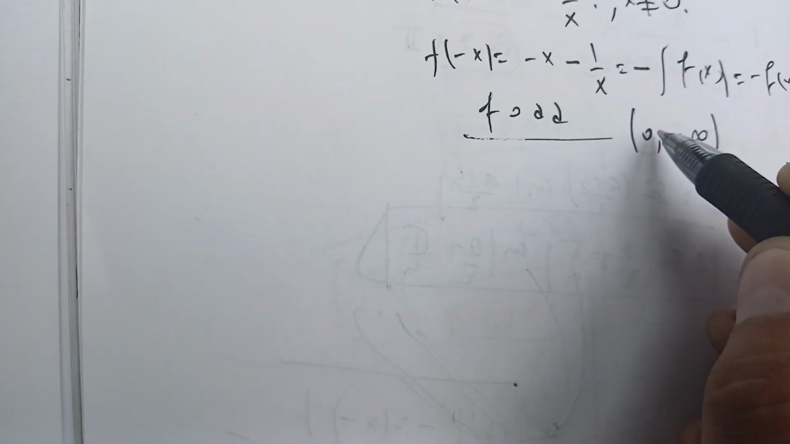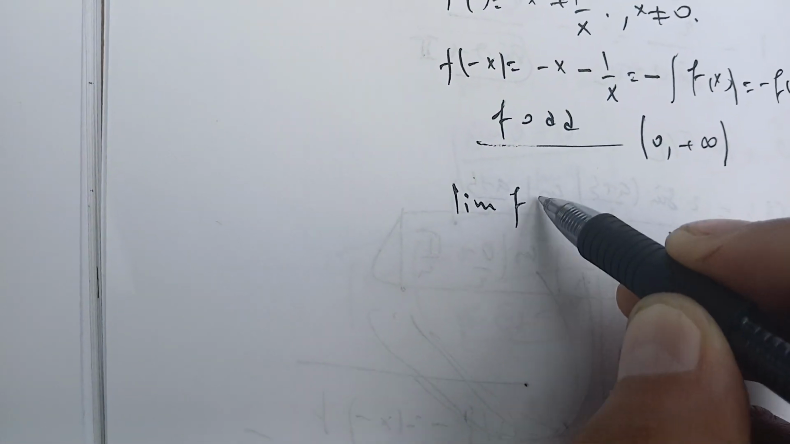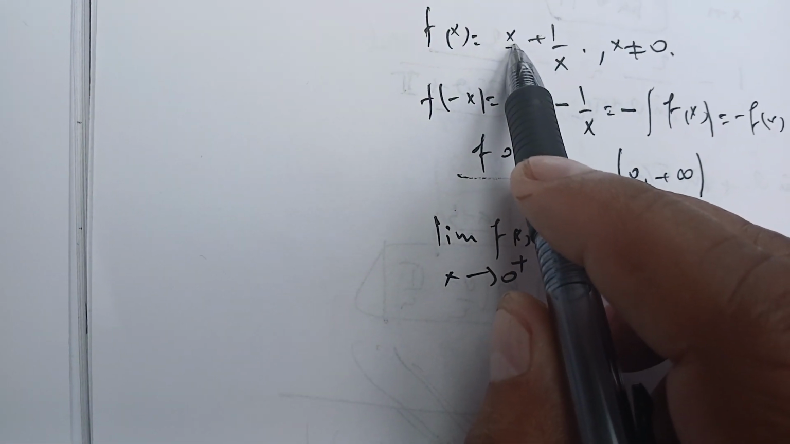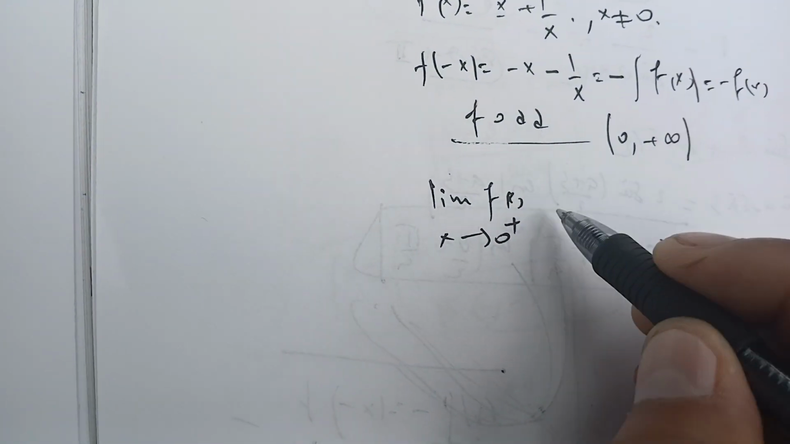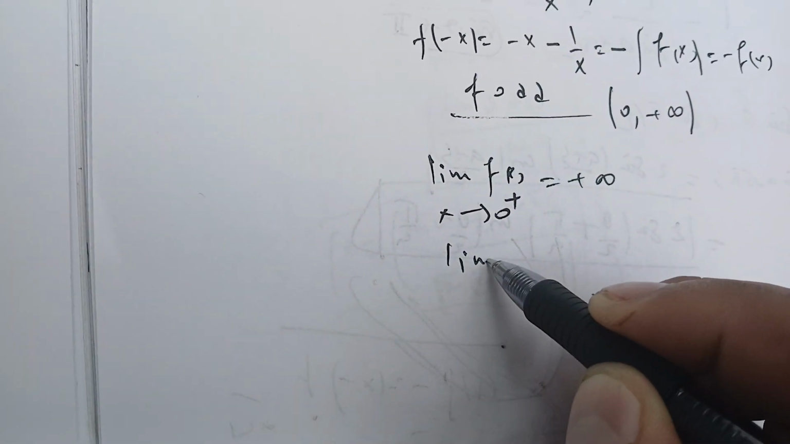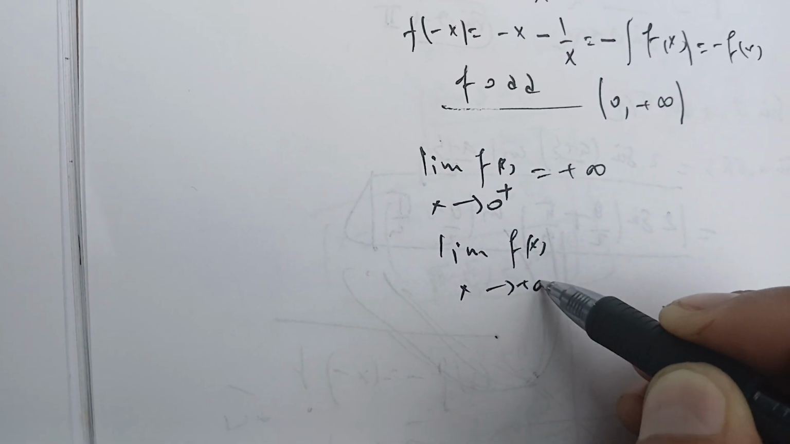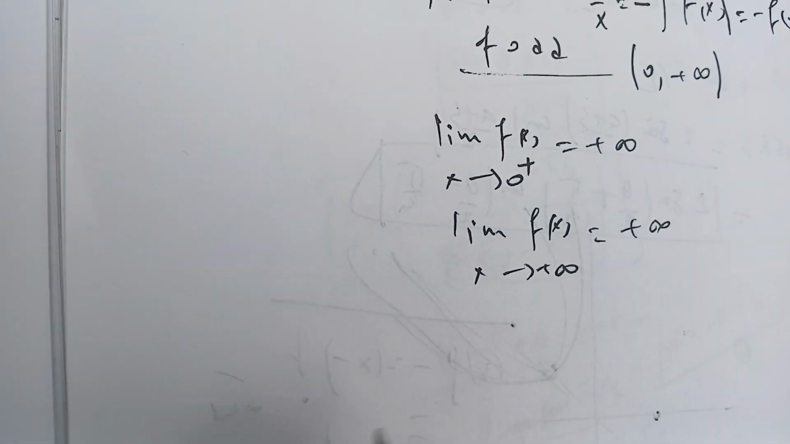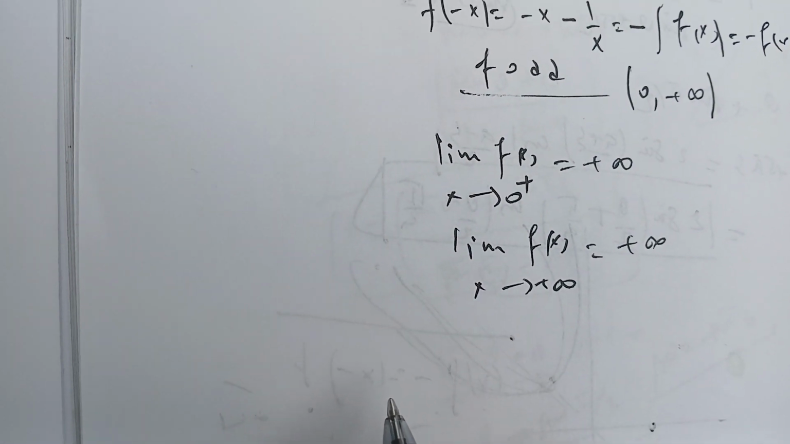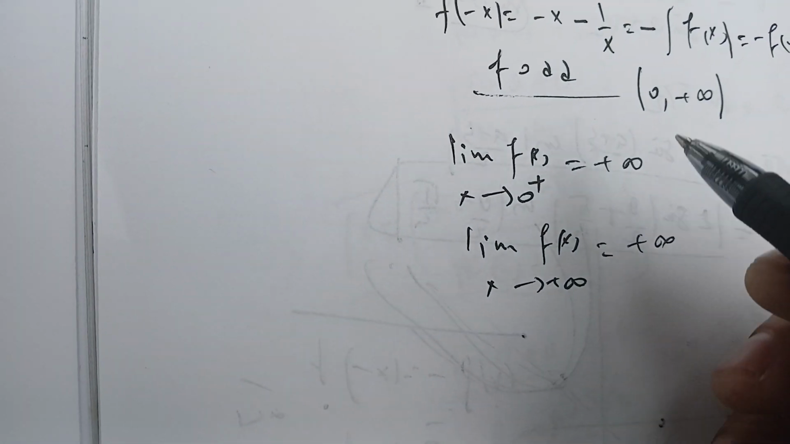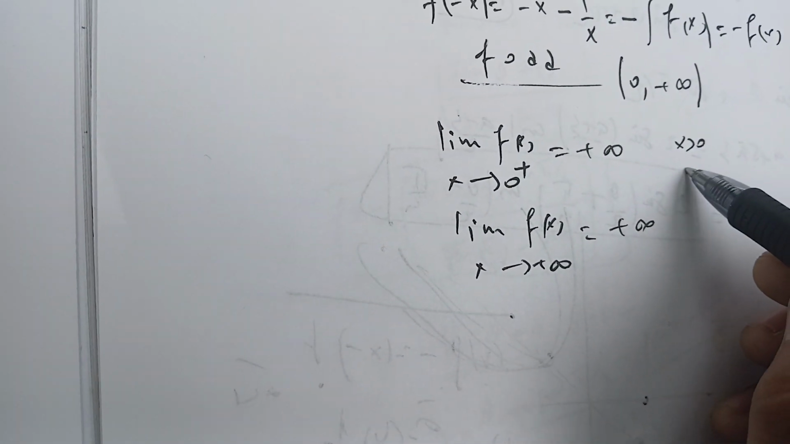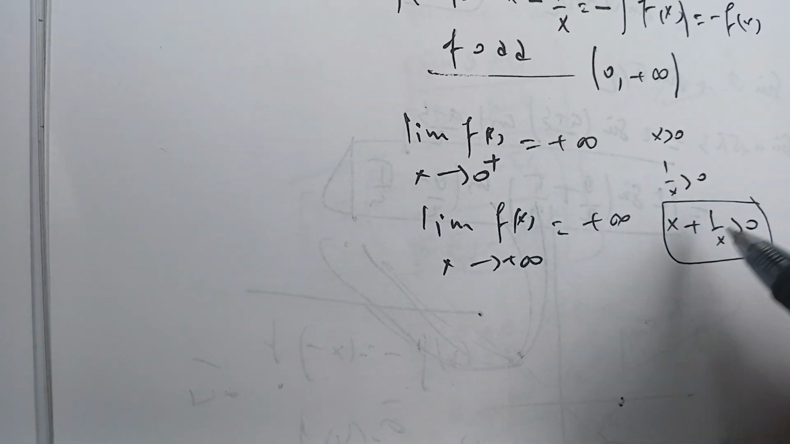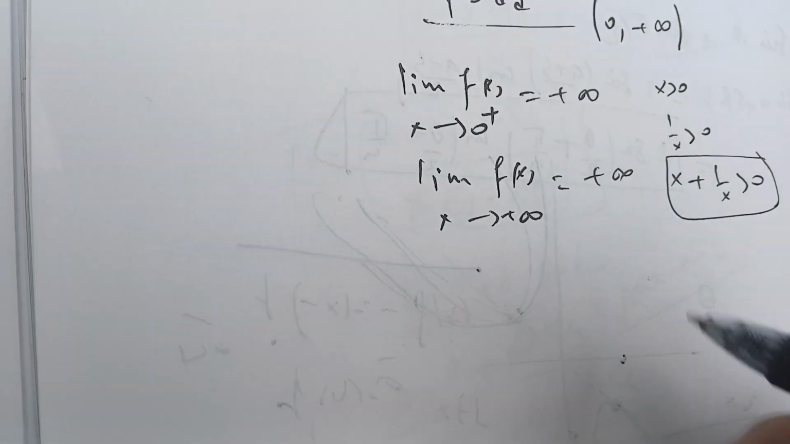To do that, we compute the limits. The limit as x goes to 0 from the right: here, this one is 0, and this one is plus infinity. The limit as x goes to infinity, this one will be infinity and this one will be 0, therefore we have plus infinity. Another thing is that for x positive, we have 1 over x positive. That means x plus 1 over x is positive. That means our graph is above the x-axis.